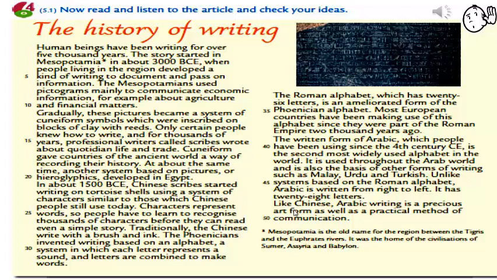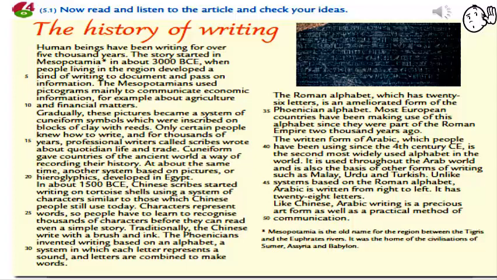The Phoenicians invented writing based on an alphabet, a system in which each letter represents a sound, and letters are combined to make words. The Roman alphabet, which has 26 letters, is an ameliorated form of the Phoenician alphabet. Most European countries have been making use of this alphabet since they were part of the Roman Empire 2000 years ago. The written form of Arabic, which people have been using since the 4th century CE, is the second most widely used alphabet in the world. It is used throughout the Arab world and is also the basis of other forms of writing, such as Malay, Urdu, and Turkish. Unlike systems based on the Roman alphabet, Arabic is written from right to left. It has 28 letters. Like Chinese, Arabic writing is a precious art form, as well as a practical method of communication.